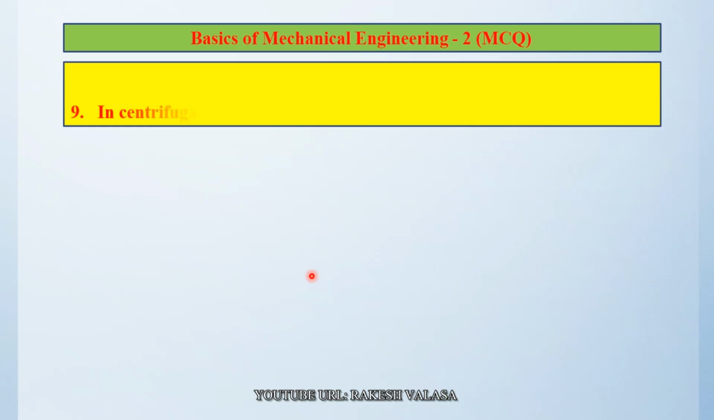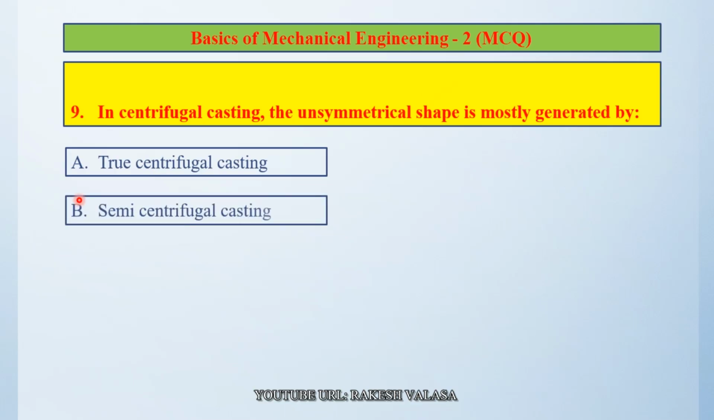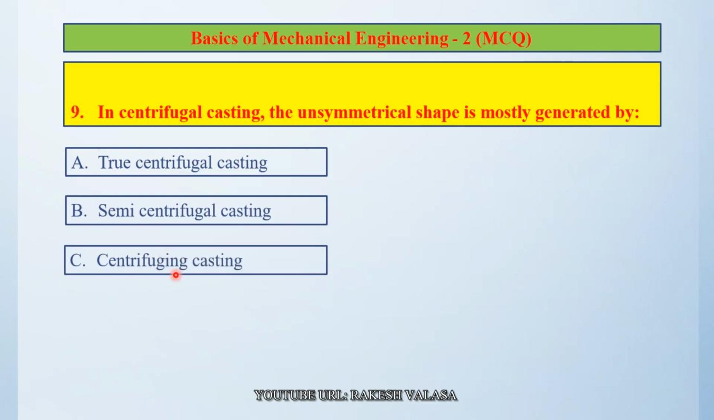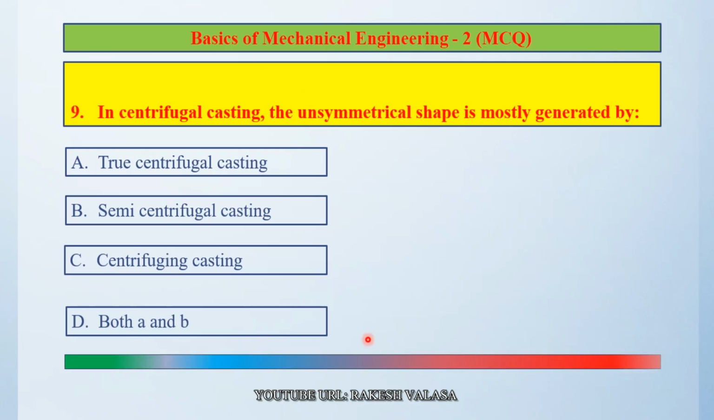Question number 9. In centrifugal casting, the unsymmetrical shape is mostly generated by option A true centrifugal casting, option B semi-centrifugal casting, option C centrifuging casting, option D both A and B. The correct answer is option C centrifuging casting.